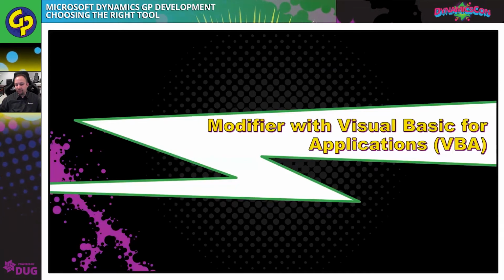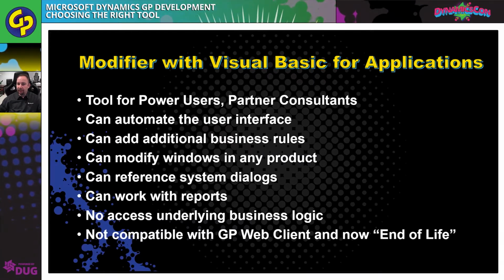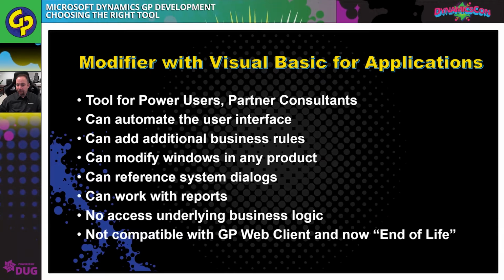We'll cover first Visual Basic and Modifier. It's a tool that can be used by power users and partner consultants. You can use it to automate the GP interface. You can add additional business logic. You can modify any window in the entire GP product and the add-on products as well. You can reference system dialogues, so when a dialogue pops up asking do you want to save, discard, or cancel, you can work with those. You can use VBA with reports. However, you have no access to the underlying business logic or table structures underneath.